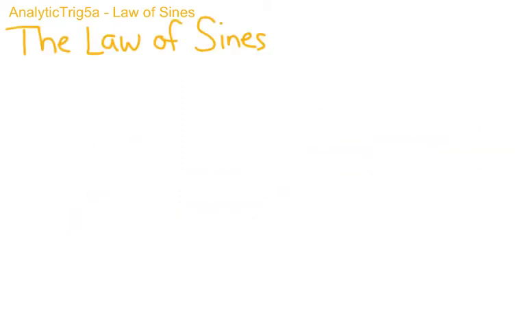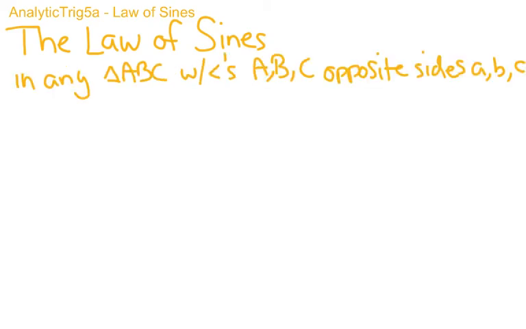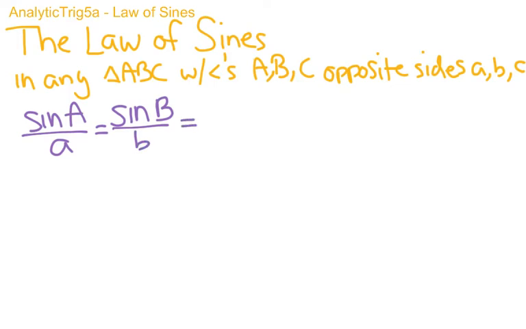The law of sines is based on the triangle that we just saw, ABC with angles ABC opposite sides abc. So we have a triangle with this particular situation set up. We have two sets of equations. We have sine of angle A over side a is equal to sine of angle B over side b, which is equal to sine of C over side c. That is the mathematical truth.